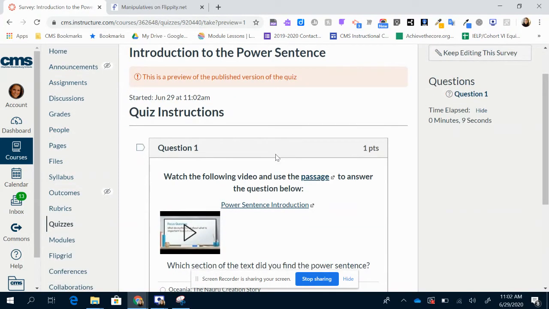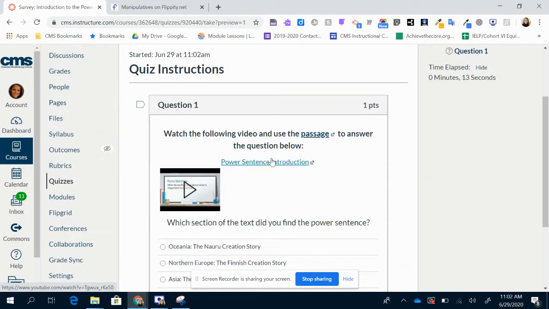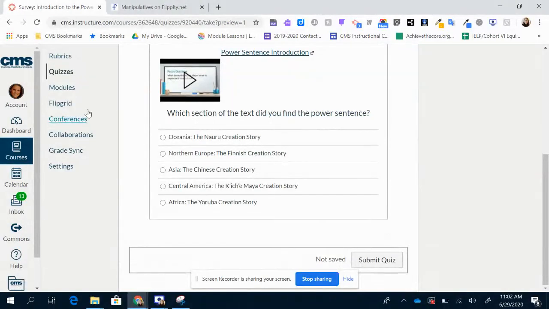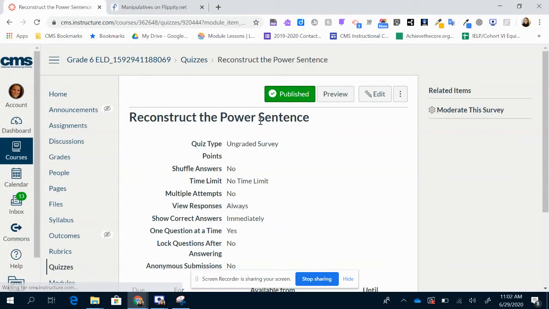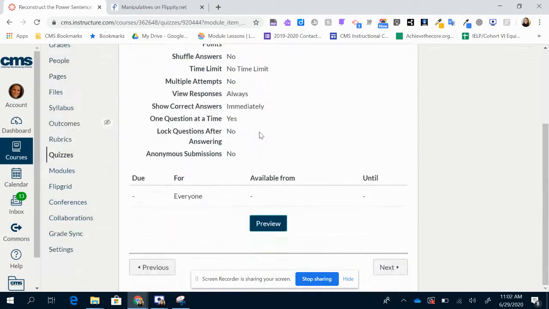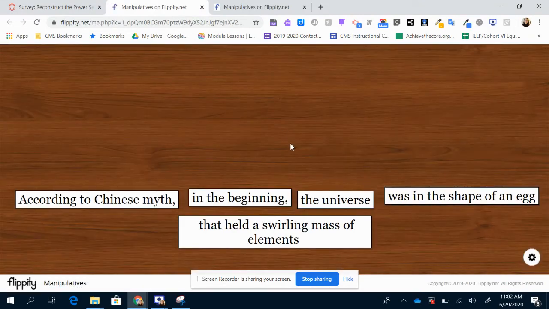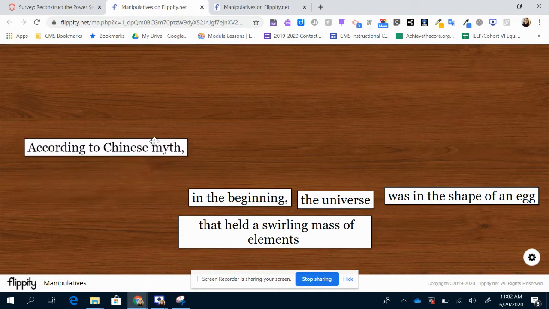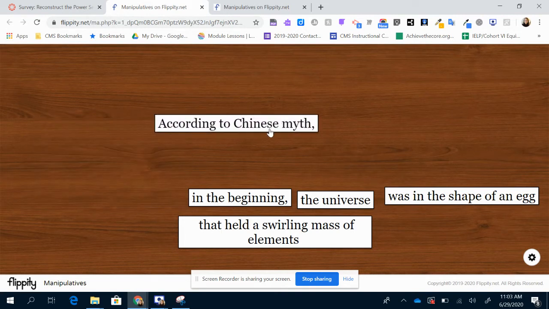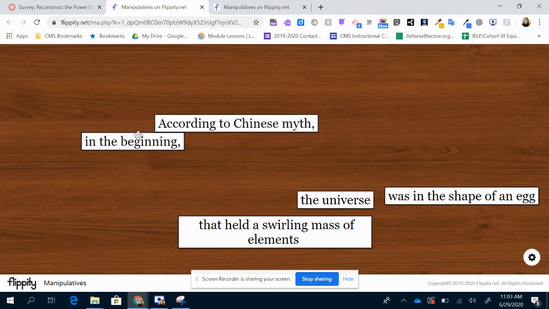Prior to answering the questions, students watch a teacher-created video to get them thinking about the different chunks of the power sentence. Students will also have the opportunity to manipulate the power sentence on their own. As you can see, when working with this complex sentence, students are able to use the digital tool that allows them to manipulate the pieces and really think about the meaning of the sentence.